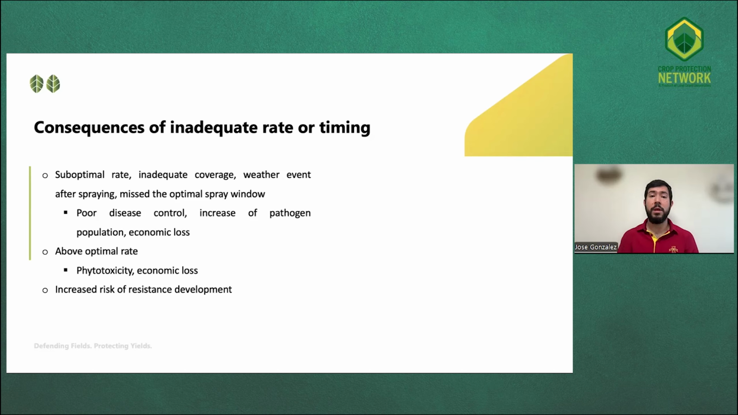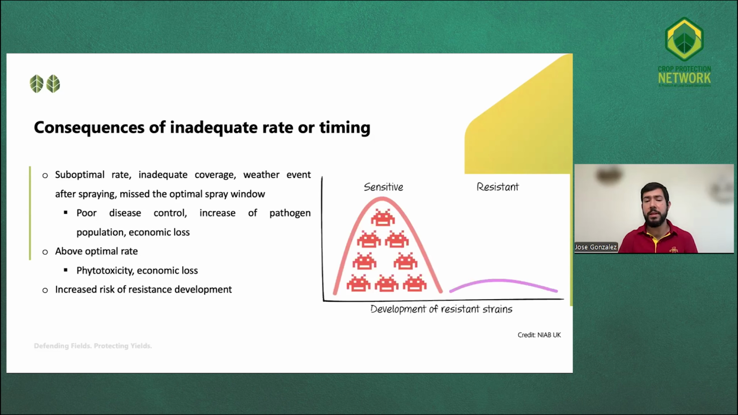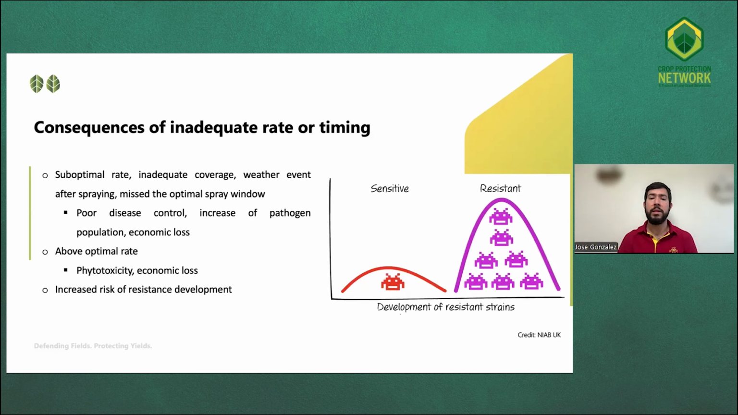Also, if we don't follow the adequate rates or timing, we could be increasing the risk of development of fungicide resistant strains in our fungal population. So all of these things are ways that we should think about to try to keep a fungal population sensitive to a fungicide and avoid pushing this population from being sensitive to being resistant to a fungicide. Because if that happens, then we will lose a key tool for disease management that can really affect the integrated disease management plan in the future.